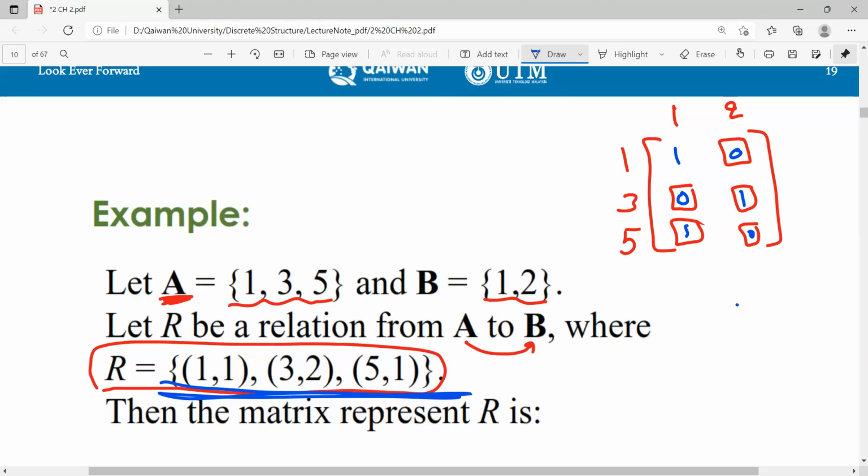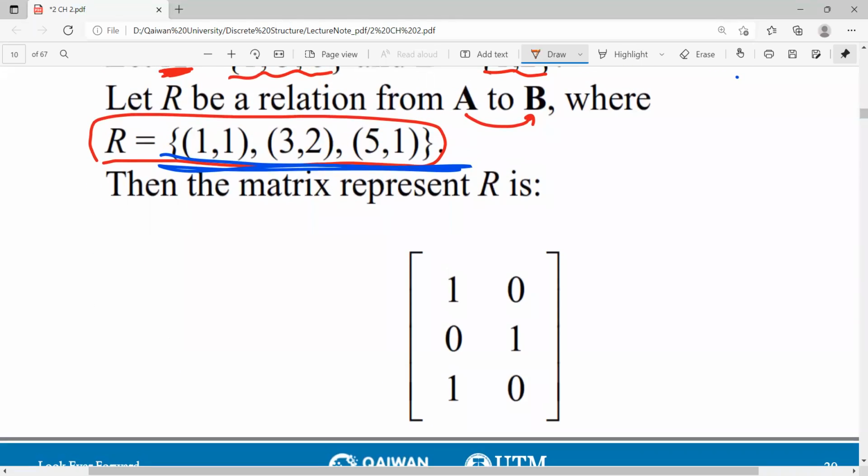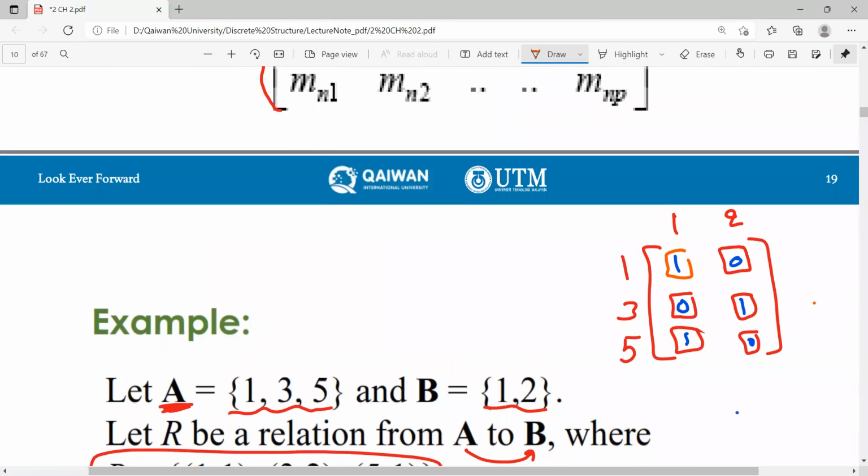This is the matrix representation of that relation. We just put 0 for those which are not in the relation, and we put 1 for those which are in the relation. That's all. It's so easy. As you see, you just need to write down the numbers.